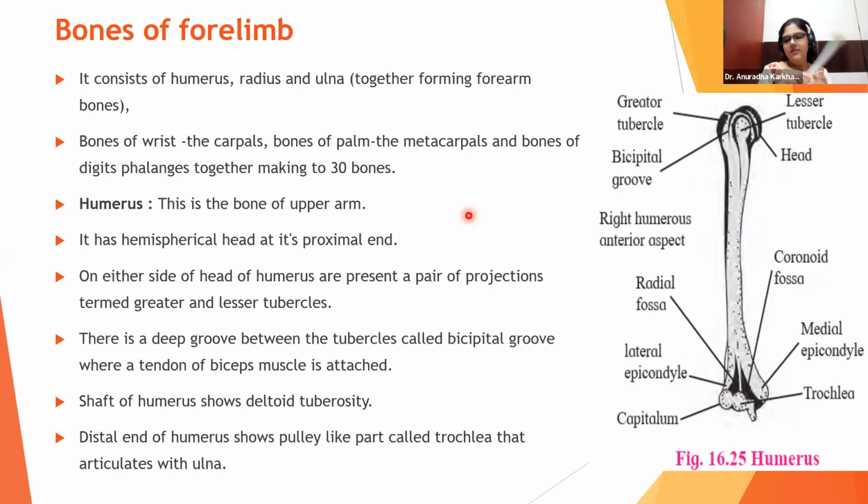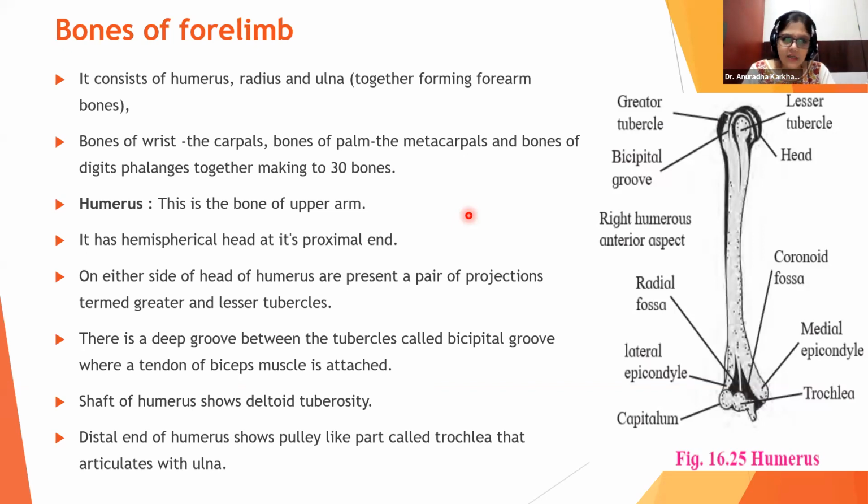Bones of the wrists are carpals. So this is the wrist, this part is the wrist part, right? So these are going to be the carpals. Bones of the palm are metacarpals. So up to here, look, up to here is your metacarpal, right? This is going to be the metacarpal.